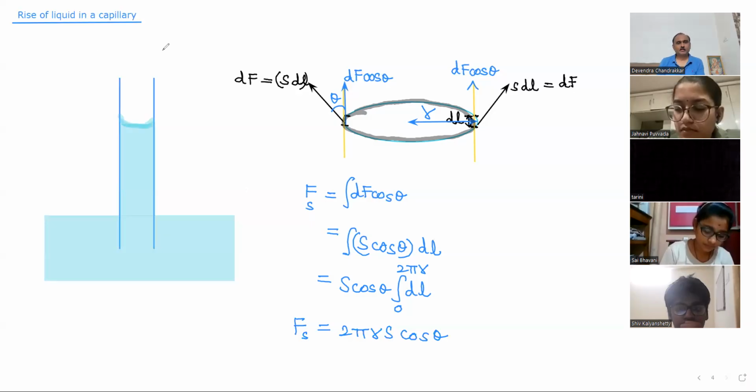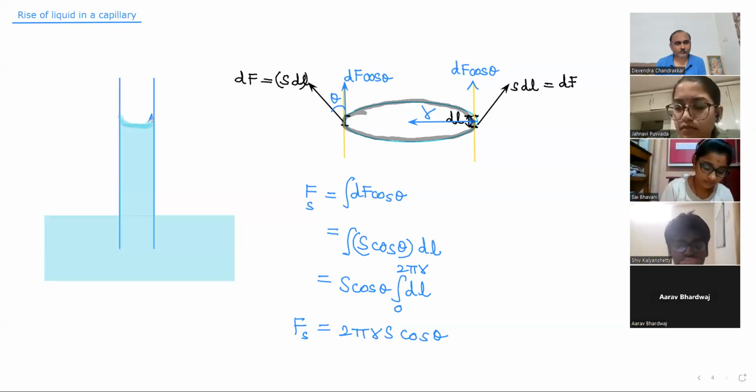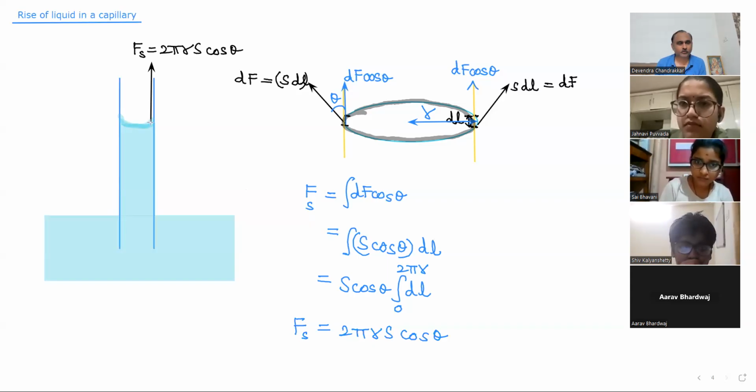So this Fs is acting upwards on this liquid column, I can say. And this is Fs, which is equal to 2 pi r s cos theta, where theta is the contact angle. I have already shown it to you, but I'll show it to you here also. This is the contact angle, right? This angle is the contact angle theta.